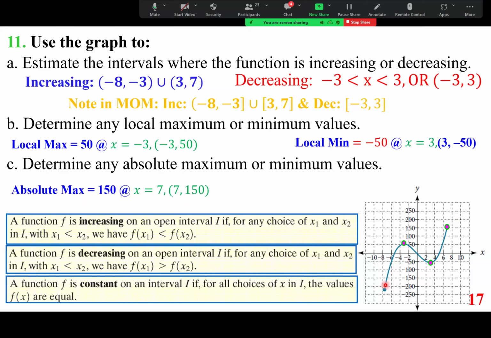What about the absolute min? This point has an absolute min value of, let's see, there seems to be like -225, whatever you read. If you read -230, I'm okay with that. But the x coordinate is close to -8. So we're going to read the absolute minimum is -225 at x equals -8, or -8 comma -225.